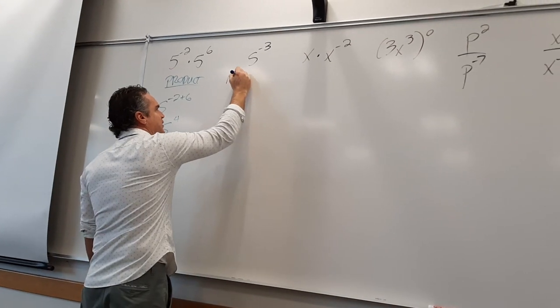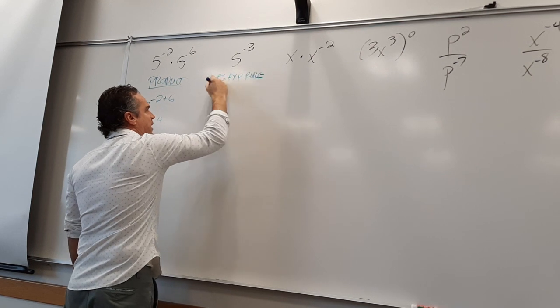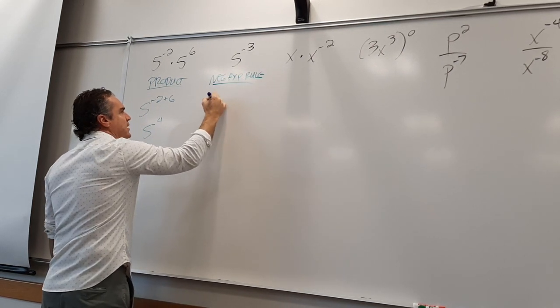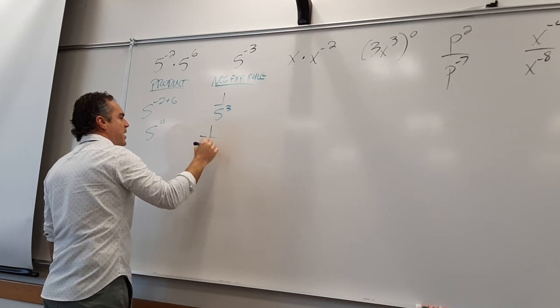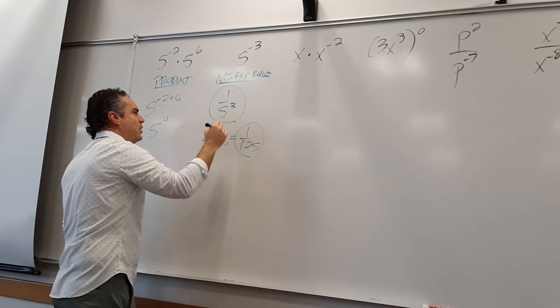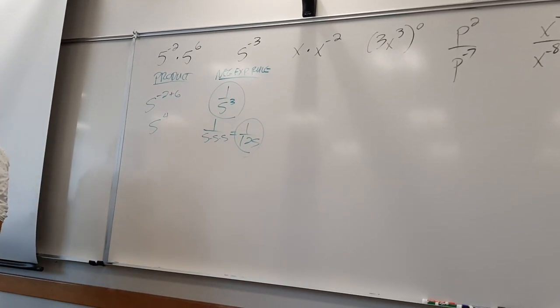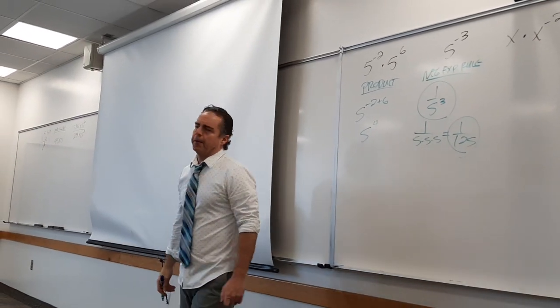5 to the negative 3rd. This is the negative exponent rule. That's what you should have identified as the one that you worked with. This ends up being 1 over 5 to the 3rd, which is 1 over 5 times 5 times 5, which equals 1 over 125. We would accept either one of these as correct answers. Say woo if you got it right. Woo.